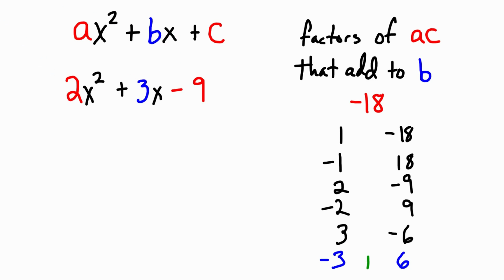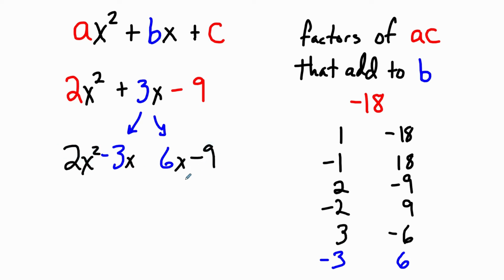And then instead of just writing the answer, we're actually going to split the 3x into those numbers, negative 3x and 6x. Please do not forget the x part, okay? We are splitting the 3x into negative 3x and 6x. All right, so here we go. Now we're just going to bring down the 2x squared and the negative 9. And this is called factor by grouping. So we're going to group the first two numbers and the last two numbers.